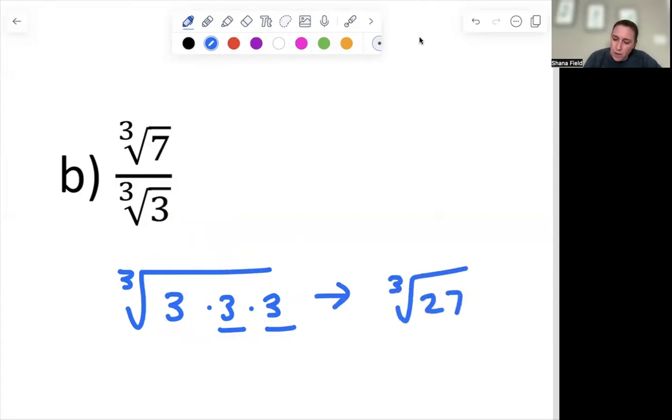So I'm going to multiply by the cube root of, and I'm going to multiply by 9 because 3 times 9 will get me to 27. So I'm going to multiply up the top by the same thing.